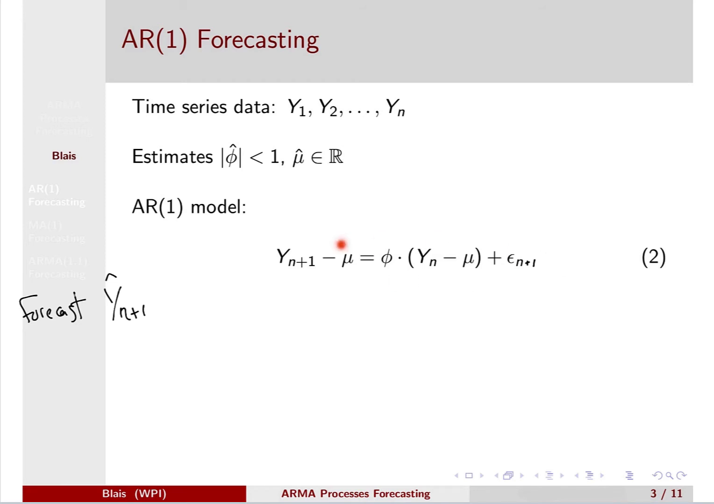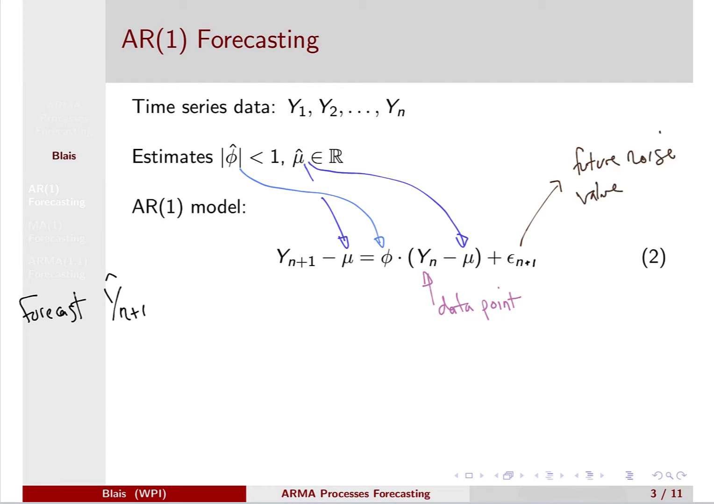Well, when we look at our AR1 model here, we note first that we have our estimate for phi, and we also have our estimate for mu. Y sub n comes from the data. That is the last point in our given data set. And epsilon n plus 1 is a future noise value. And since that's coming from the future, we can take its expectation, and we know that this white noise process is mean 0, so it has an expected value of 0.